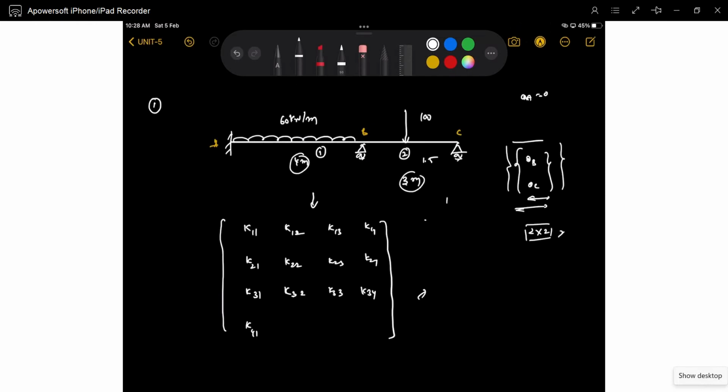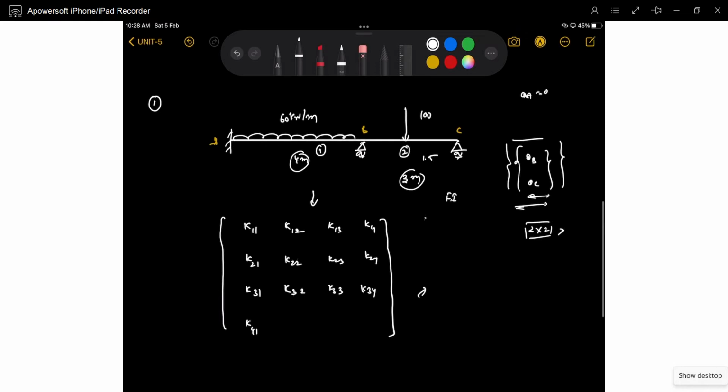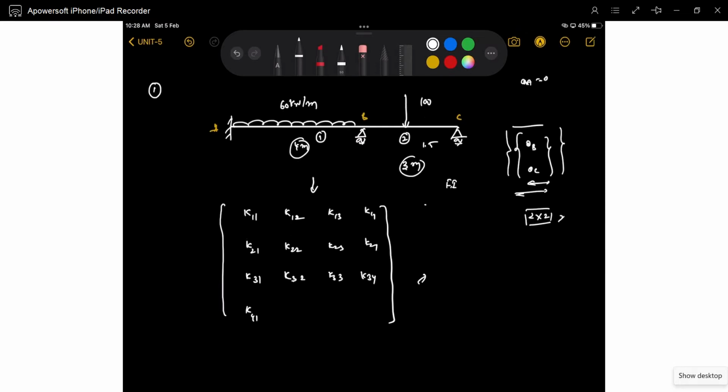EA is the same. You can take A as the same. Okay, EA is the same. But the first element you can write like this. How can you write it? K41, 42, 43, 44.